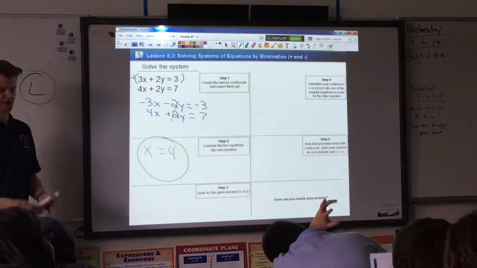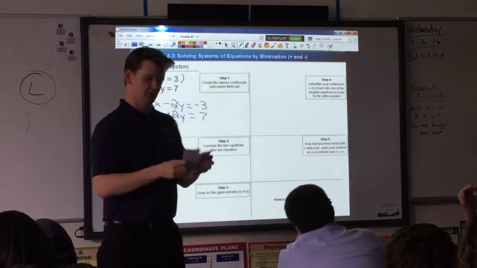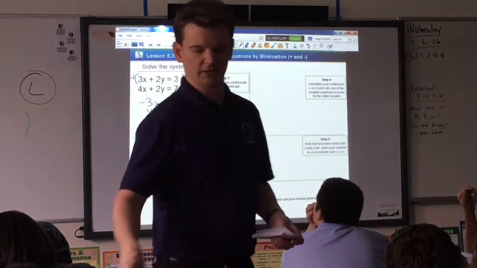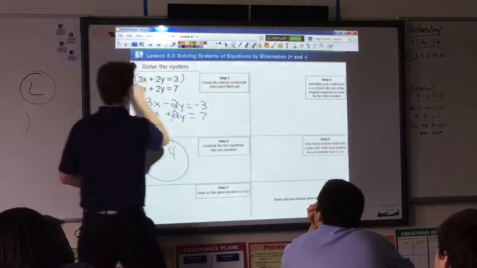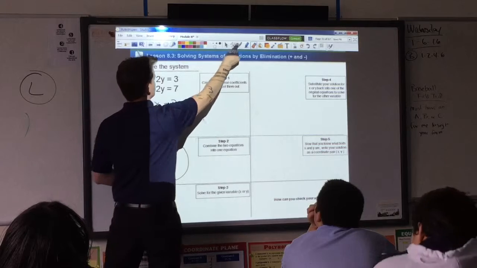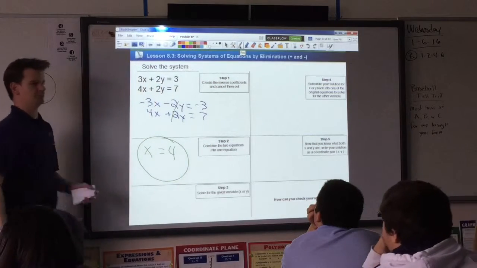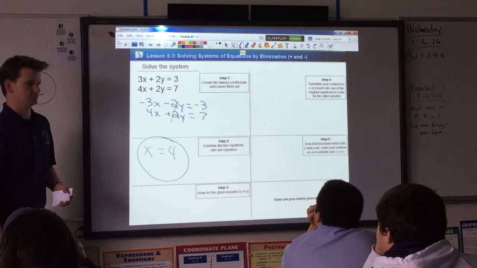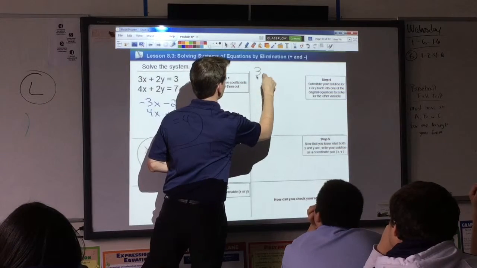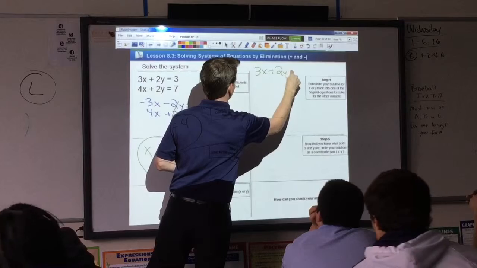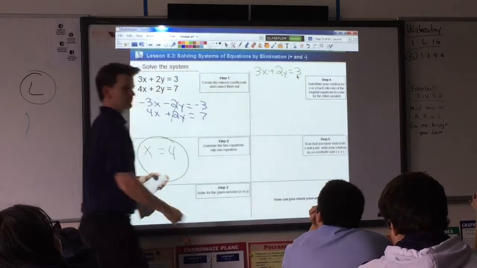I solved for 1/2. Now that I know that half of the answer, x equals 4, let's go back and make sure we're working with just the original equations now. Which one do you want to work with, top or bottom? Top. We're going to have to take this value and substitute it back in. Let's write the top equation, 3x plus 2y equals 3.